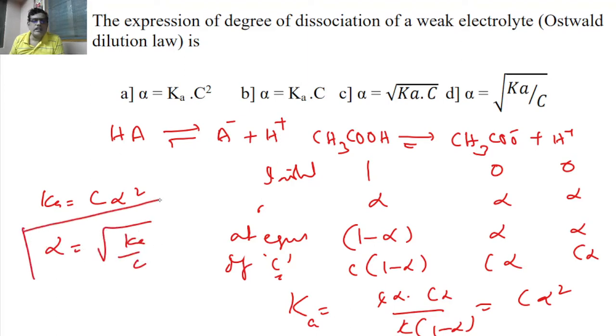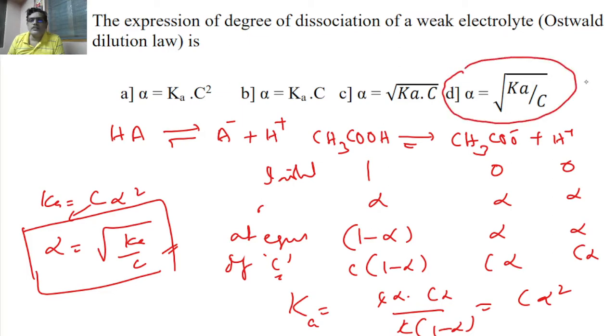Or alpha is equal to square root of Ka over C. So we have arrived at the expression. C is transferred to the left hand side and we take the square root. So alpha is the square root of Ka over C. So where is the answer? It is D. That is the answer. You have to use this if you want to calculate the degree of dissociation, or if you want to calculate the concentration of H plus, then C alpha will be equal to the square root of Ka into C.